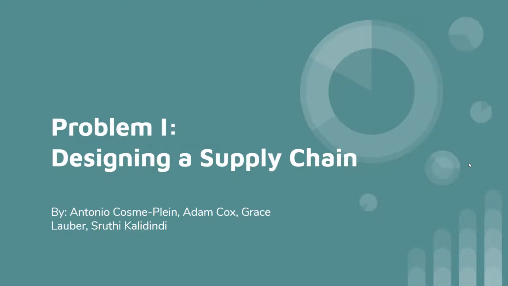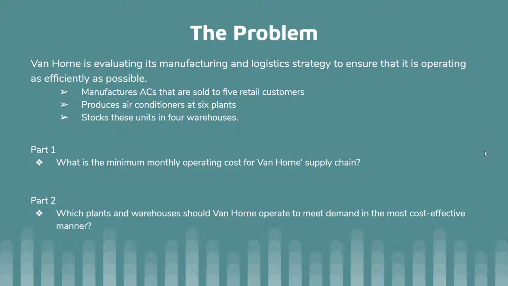Hi, this is Team 7's presentation for problem 1. We're going to be looking into designing a supply chain. So for this problem, we're looking at the company Van Horn and evaluating its manufacturing and logistics strategy. We want to make sure it's operating as efficiently as possible.